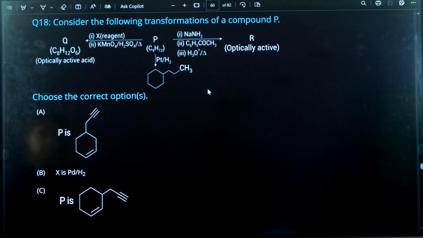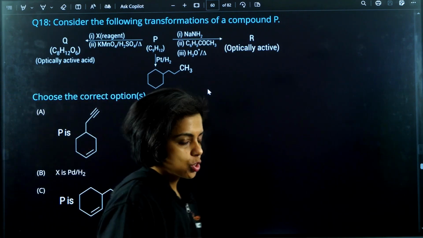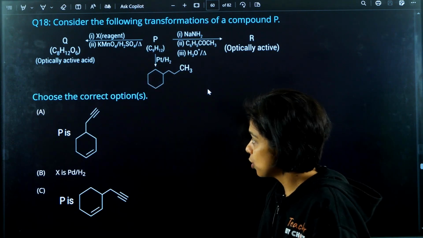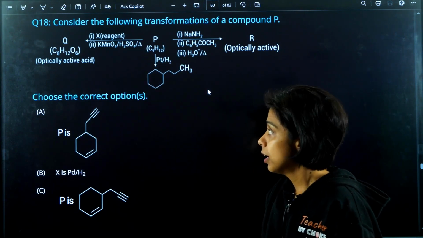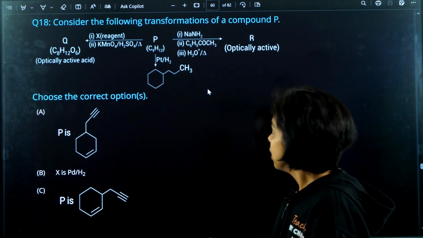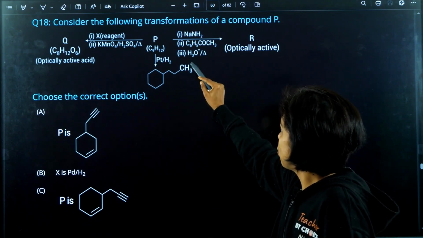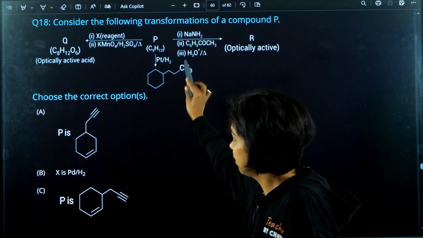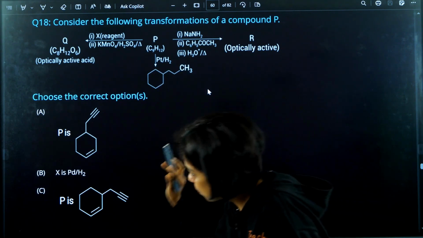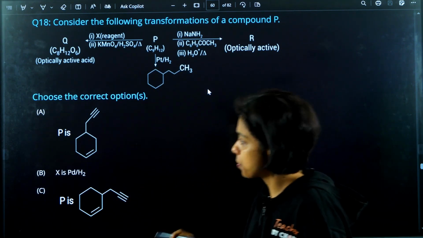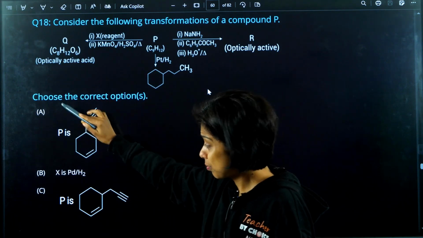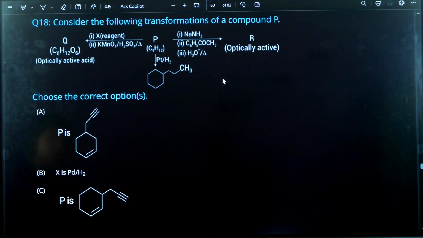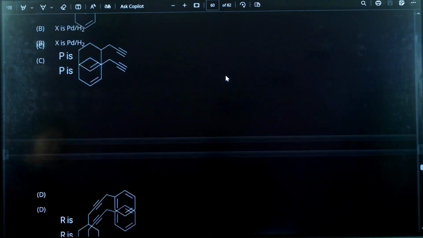Question number 18. Consider the following transformations of the compound. Let's check. There is a compound P, on adding a reagent followed by KMnO4, you get an optically active acid. The same compound P with NaNH2 and this carbonyl compound addition, you will get this, and with platinum hydrogen, you will get this. You are supposed to check, because in the options you can see A and C, P is given in both. You have to be smart, guys, because you are supposed to identify P first, then only you can identify the rest.